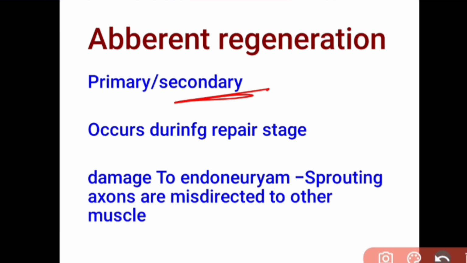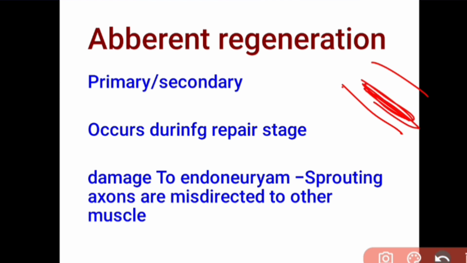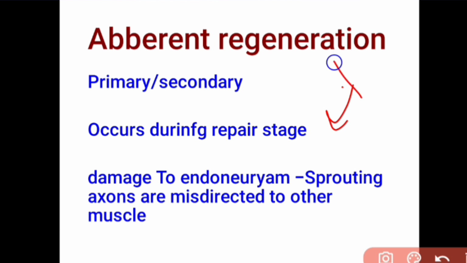This occurs during the repair stage. As you all know, we have the endoneurium, which covers the sub-branches of the oculomotor nerve. If there is any misfiring of these nerves, meaning a nerve which is supposed to supply the medial rectus is supplying the LPS, then whenever the medial rectus is put into action, the LPS will contract. The second scenario is when a nerve which is supposed to supply the inferior rectus is supplying the LPS muscle, then there is contraction of the LPS whenever the patient tries to look down.